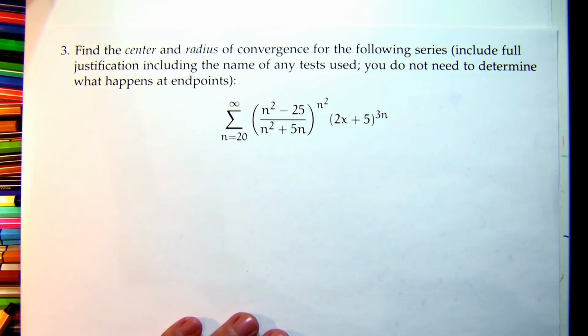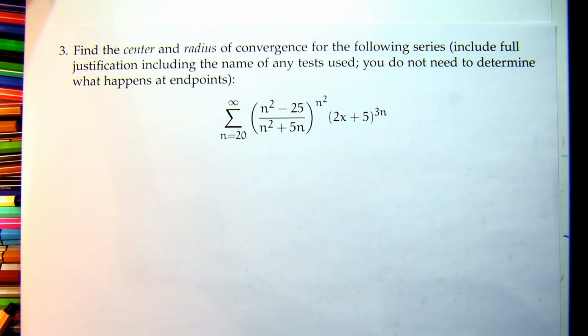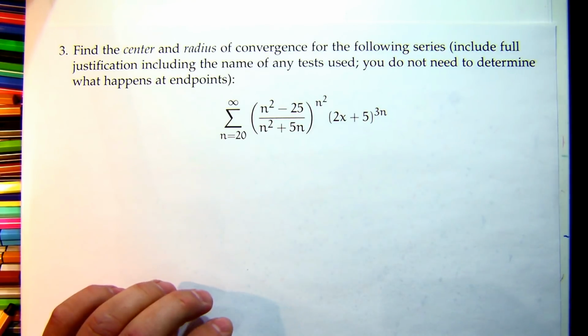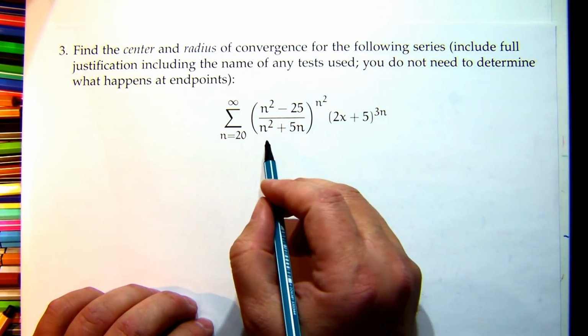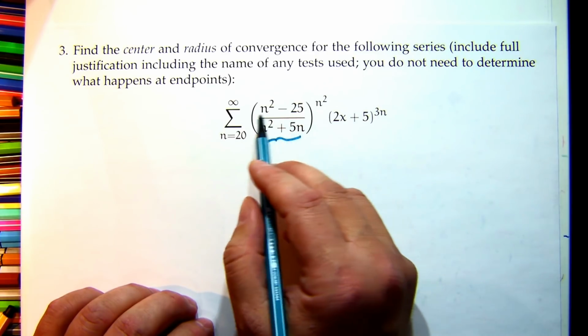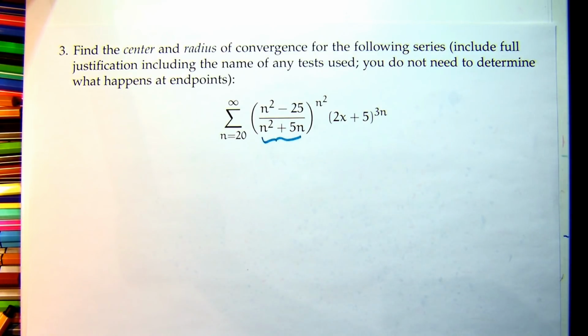So find the center and radius of convergence. Now notice here it specifies center and radius. We'll come back to that in just a moment. All right. So what test do I need to start here to help me find the center and radius? Root test. And what's the clue? Everything has powers involved. Now, before I get too far down the root test, this n squared minus 25 over n squared plus 5n, that seems really messy. Can we find another way to write this?